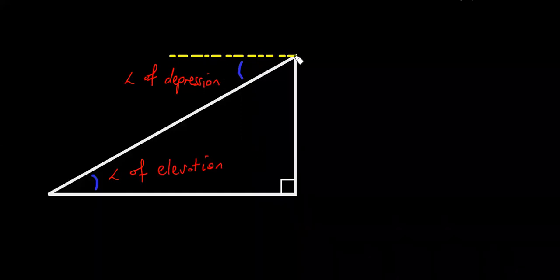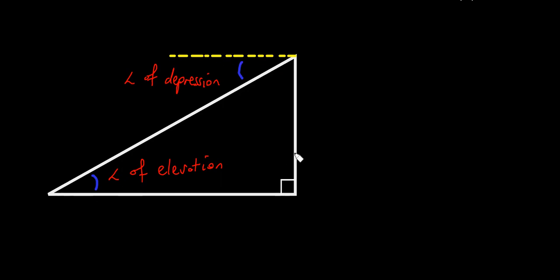Here we are saying these two sides are parallel, and we call these alternate angles. If we call this A and this B, we are saying A is equal to B, because alternate angles are equal. So you must always know that your angle of elevation is equal to the angle of depression.